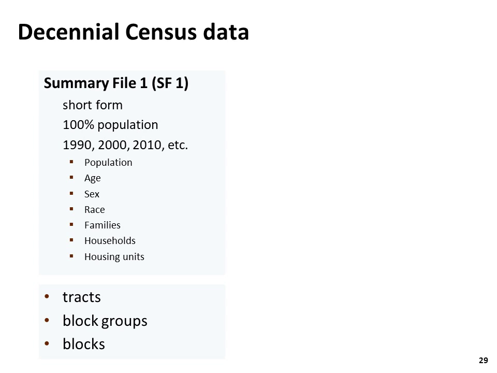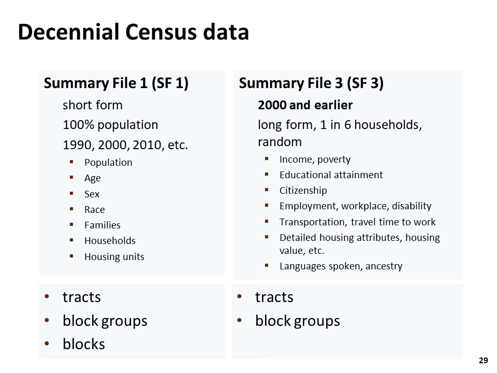Now, we also have tracts, block groups, and blocks. When we look at summary file 3, or SF3, this is from the year 2000 and earlier. It's the long form. So basically 1 in every 6 households is randomly selected to collect more detailed information. Things like income and poverty, educational attainment, citizenship, employment, workplace, disability, transportation, travel time to work, detailed housing attributes such as housing value, languages spoken, and ancestry. And you can see that this is at the tract and block group level.